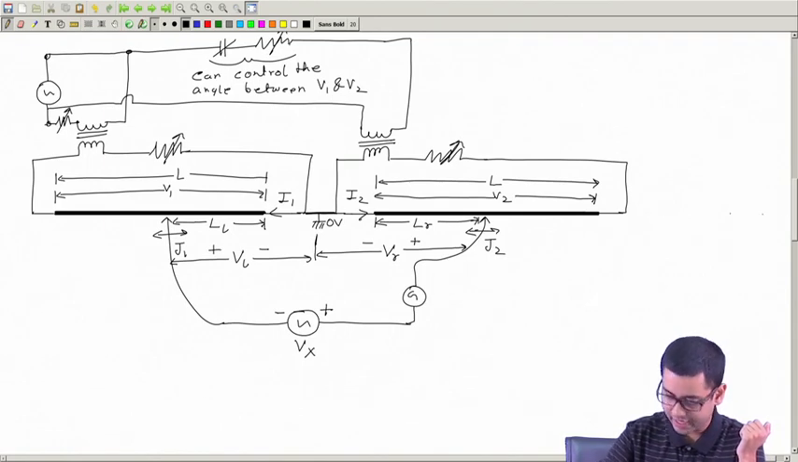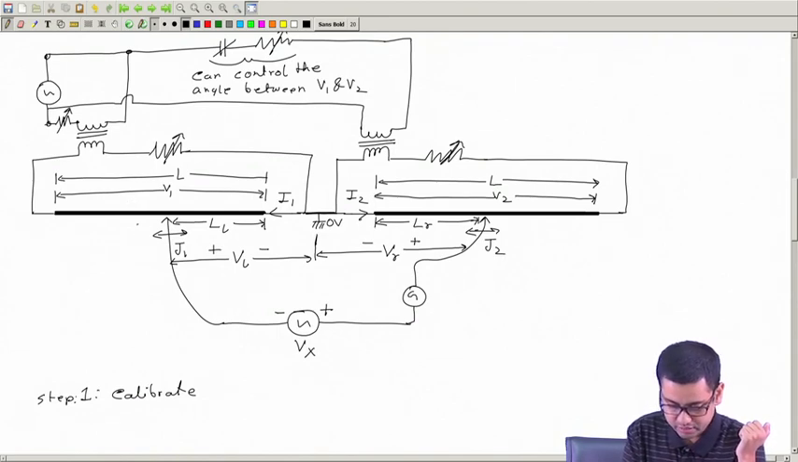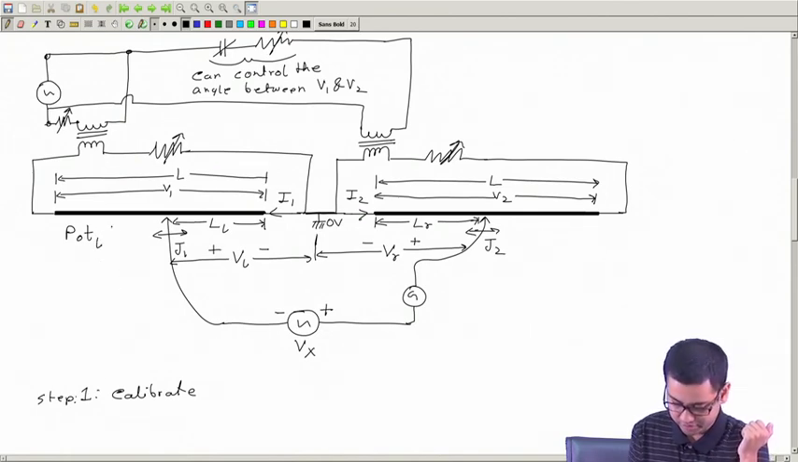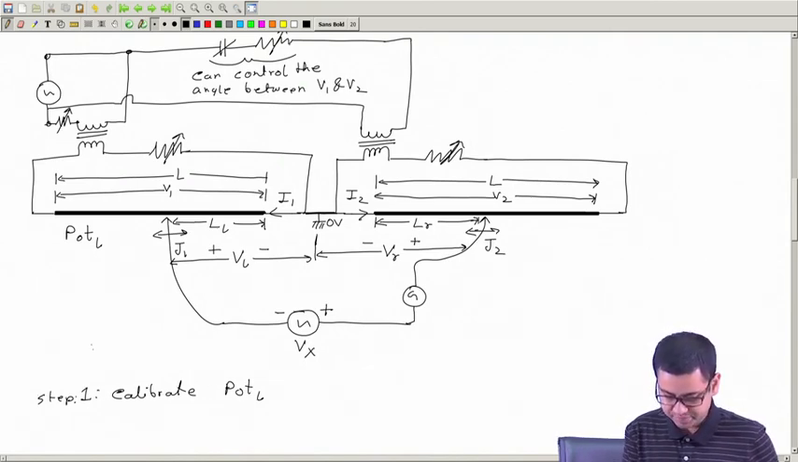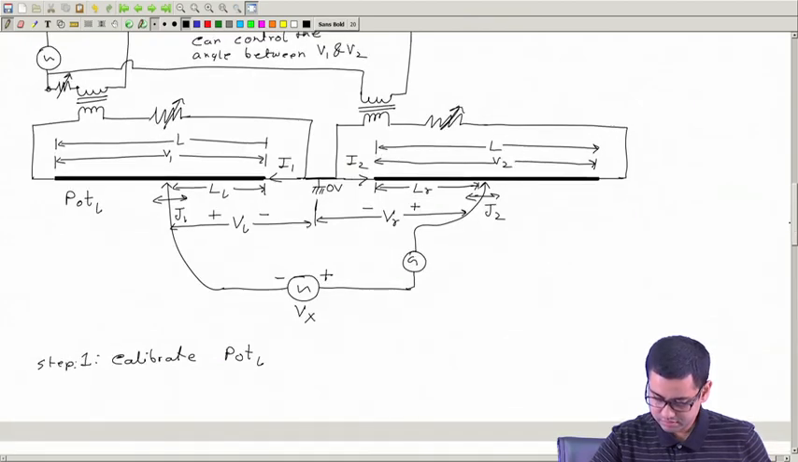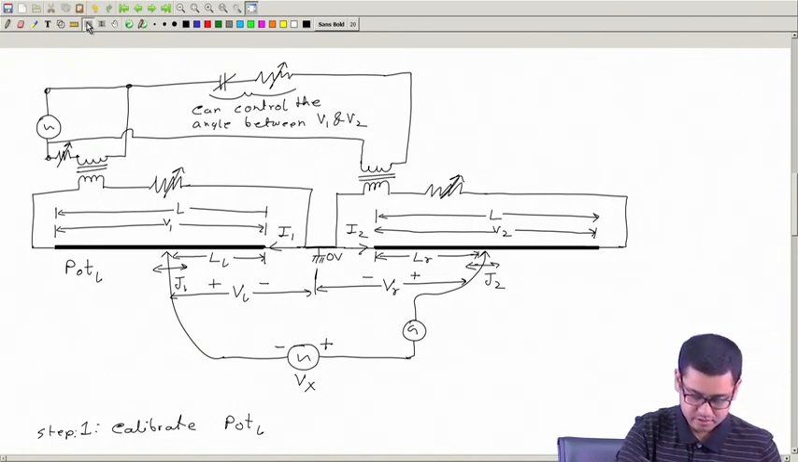So first step is to calibrate. So step one, calibrate this potentiometer, okay, call this PL, pot L, left potentiometer, calibrate pot L. How? So for that, we need a standard cell, DC standard cell, okay. So what we will do, let me make several copies of this.